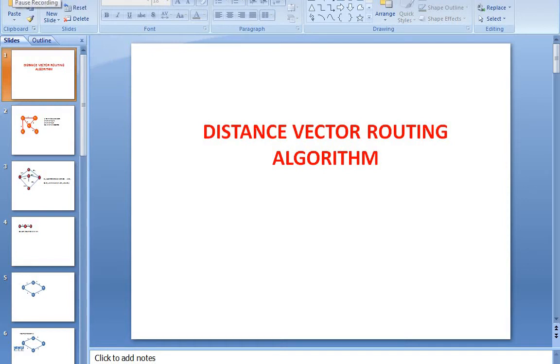In my last lecture, I talked about flooding. In today's lecture, I'll talk about distance vector routing algorithm, which is one kind of dynamic routing algorithm.